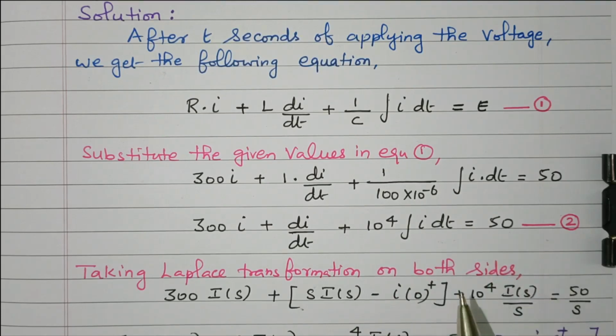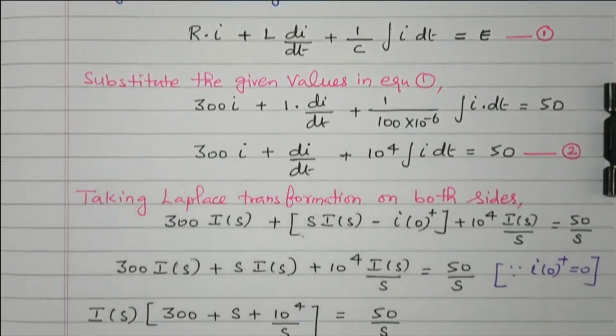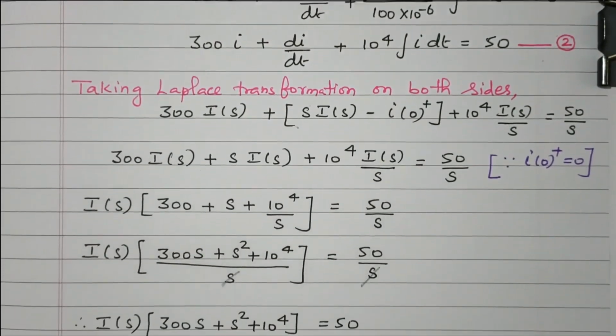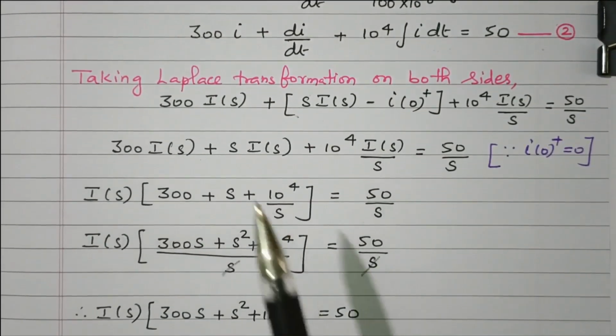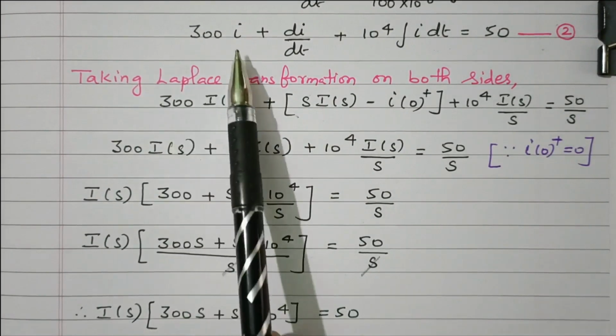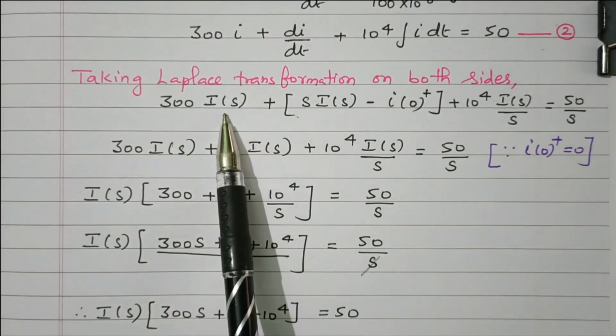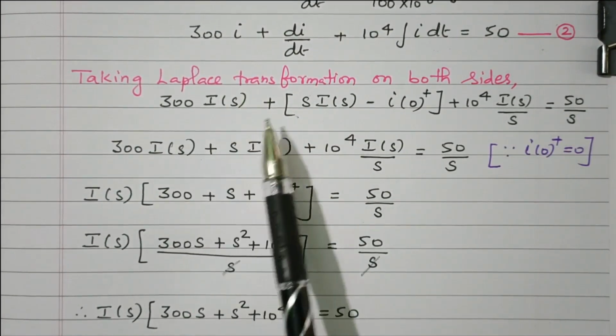Now we need to take the Laplace transform on both the sides to convert the t domain into the s domain. Again after simplification we need to take the inverse Laplace to get the transient current. So first we will take the Laplace transformation on both the sides of equation number 1. So 300 is constant, I is I of s. Laplace transform of I is I of s.